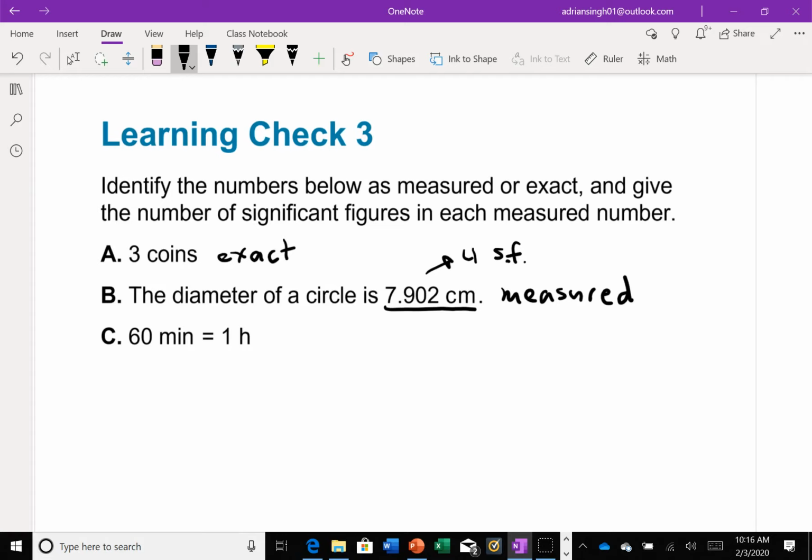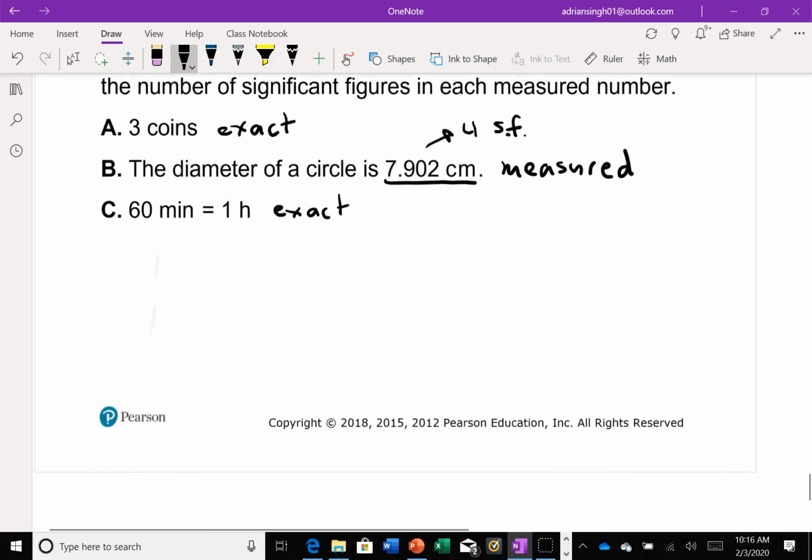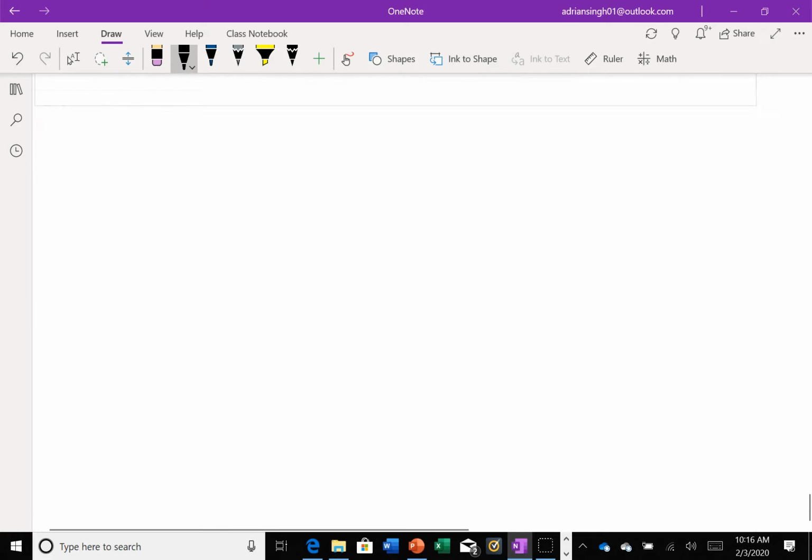What about 60 minutes in an hour? Exact or measured? That would be an exact relationship made up of exact numbers, right? So that's exactly 60 minutes, not 59.9 or 59.9998 minutes in 1 hour. All right, so exact versus measured, we need to know the difference between them.